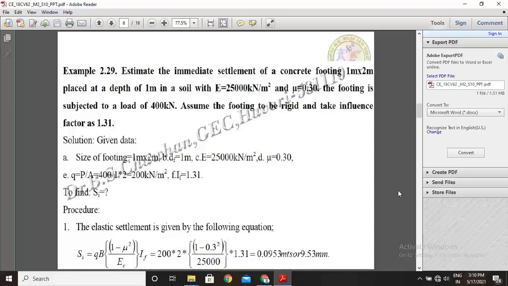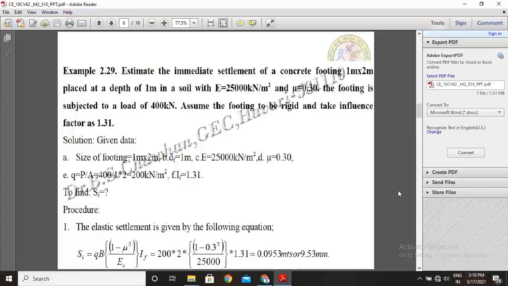So this is similar to earlier problems. Let us solve. Solution. Given data: size of footing is 1 meter by 2 meter. Depth of footing is 1 meter. E is given as 25,000 kilonewton per meter square. Poisson's ratio mu is given as 0.30.